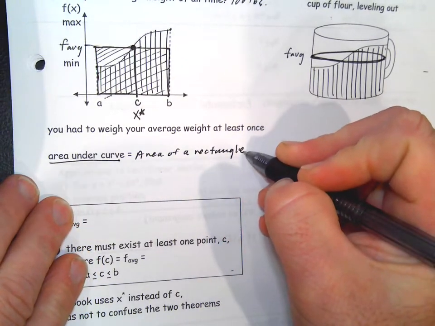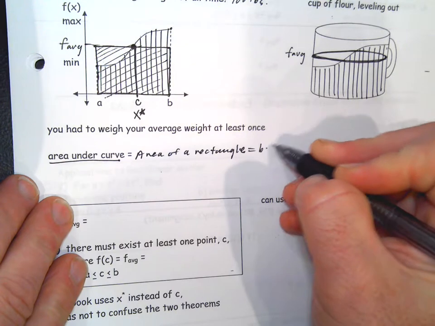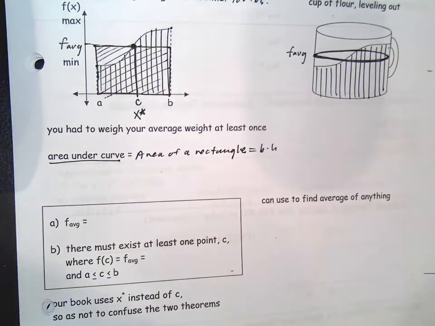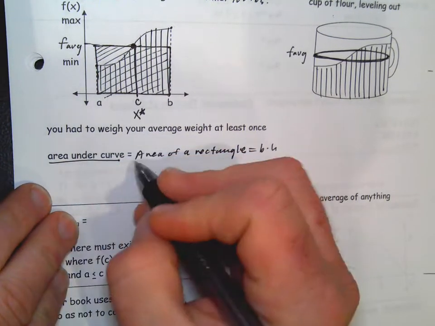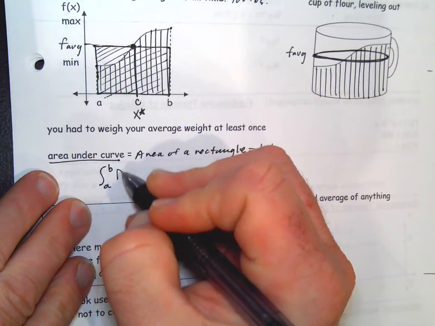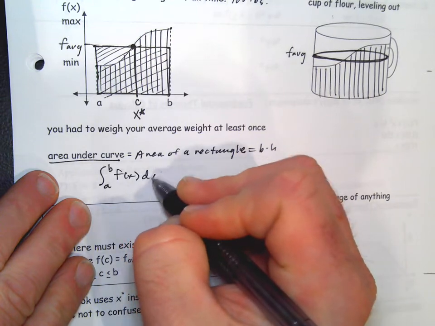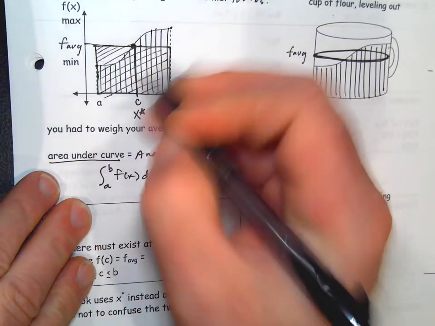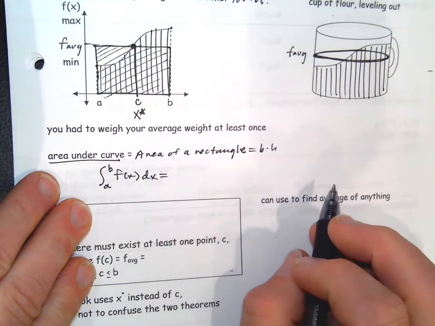Now, to find the area of a rectangle, you do base times height, right? For us, now, by the way, the area under the curve, which is also the area of the rectangle, we could get from integrating the original function, right? We're going to integrate the original function. That would give us the area under the original curve, which is also the area of the rectangle.